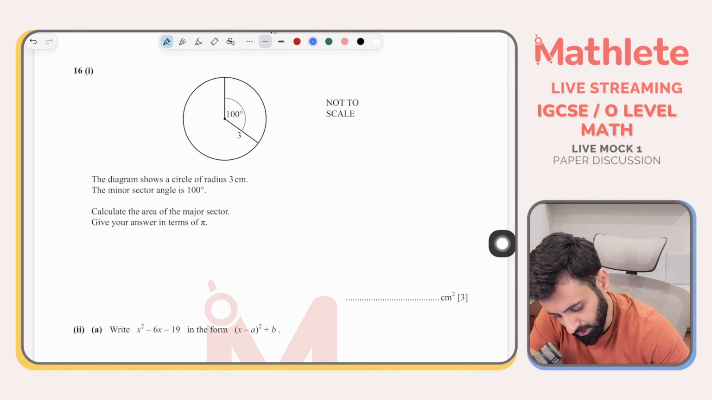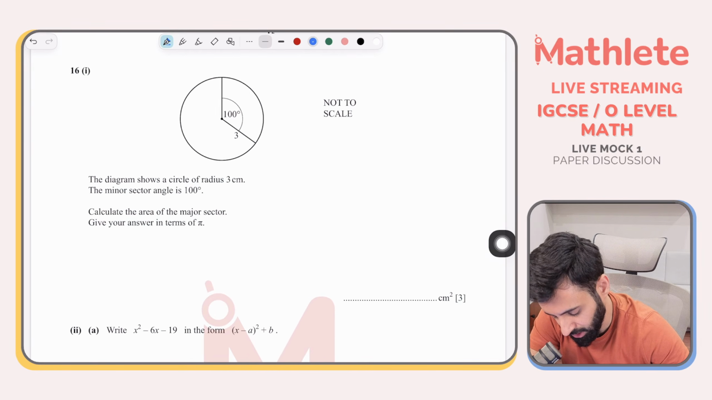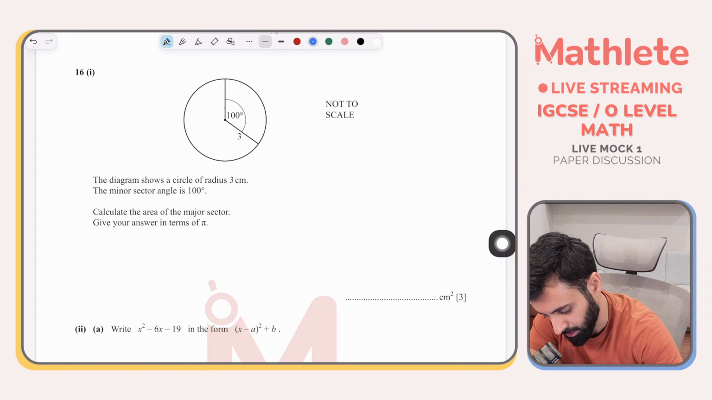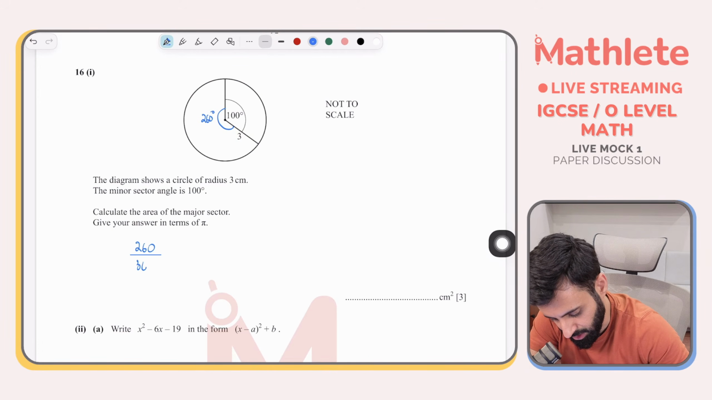Now, question number 16. The diagram shows a circle of radius 3 centimeters. The minor sector angle is 100. Calculate the area of the major sector, giving your answer in terms of pi. Major sector means this sector, and the angle for this sector will be 260 degrees. So 260 divided by 360 multiplied by pi into 3 squared.